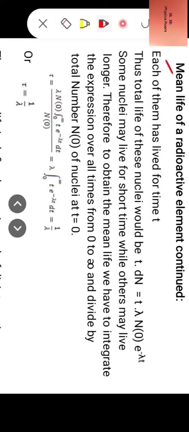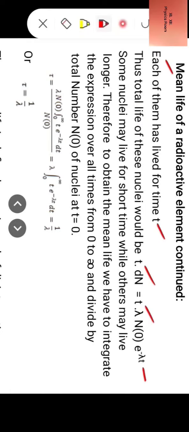Now, mean life of a radioactive element continued. Each of them has lived for time t. Thus, total life of these nuclei would be t dN, which is equal to t λ N0 e^(-λt).